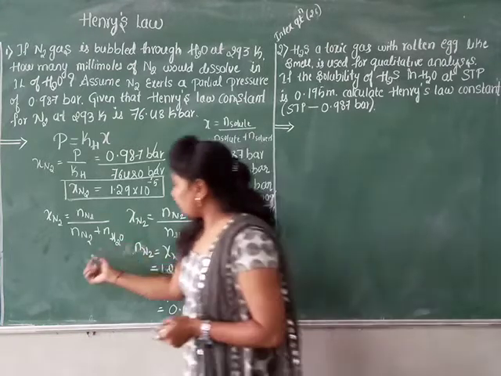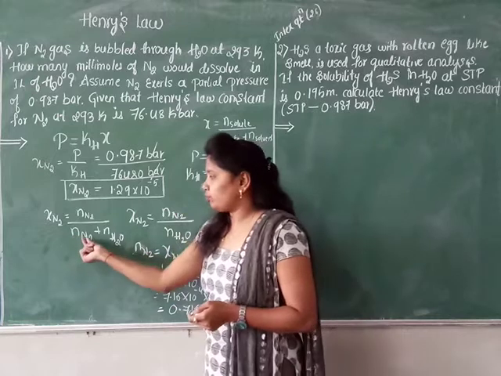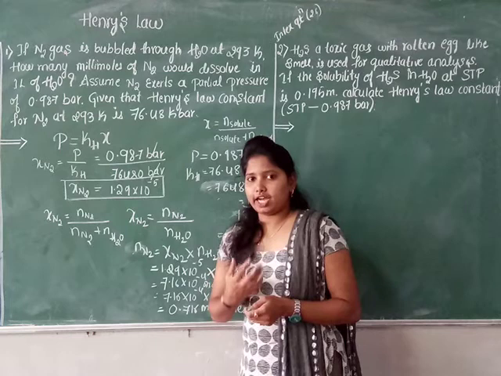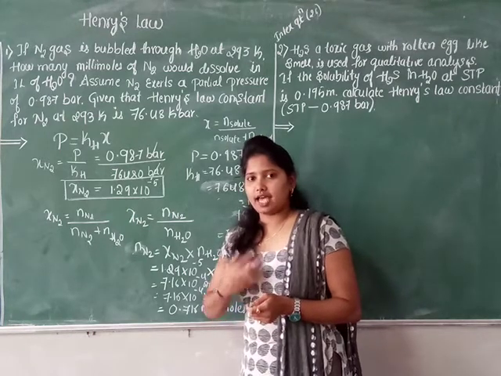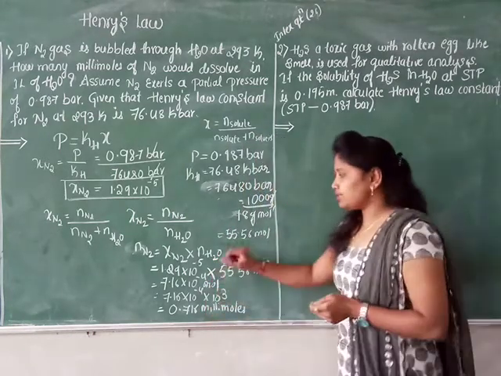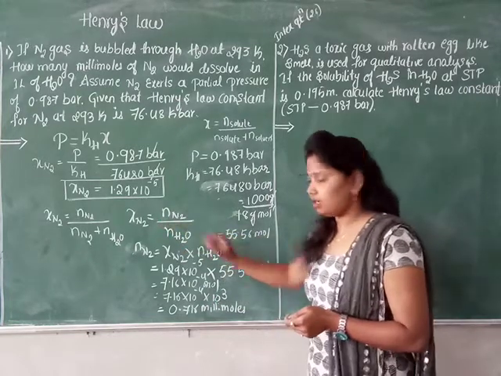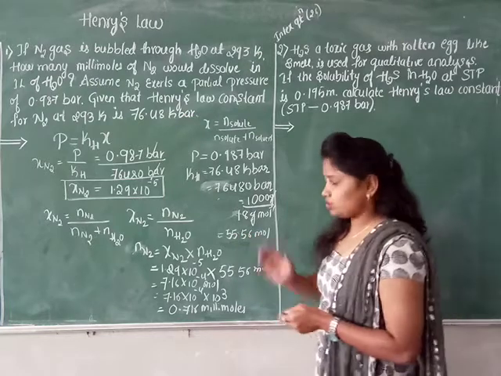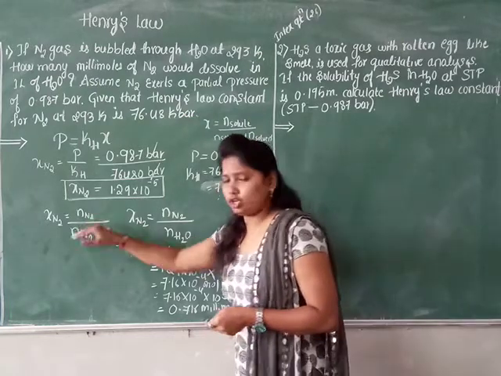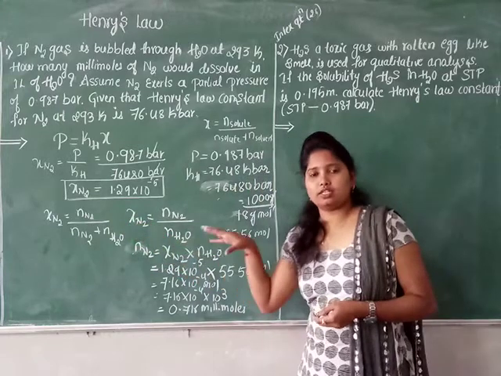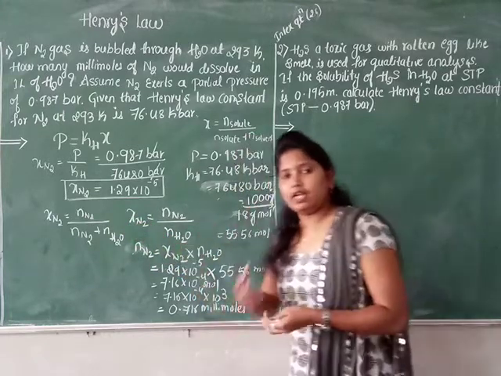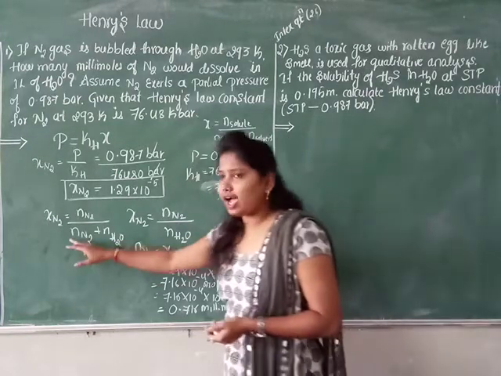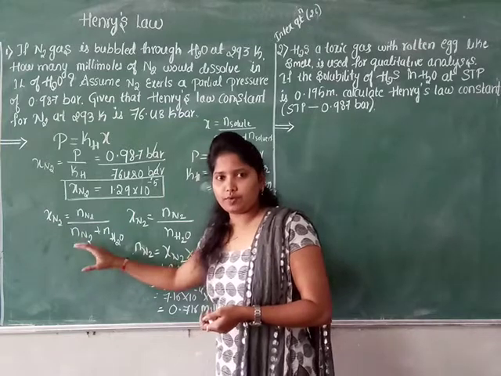And I have neglected the number of moles of nitrogen in the denominator because the solubility of nitrogen gas in the liquid is very small as compared with the number of moles of water. How much? 55.56 moles of water. That means the nitrogen gas dissolved in the water is significantly less as compared with the 55.5 moles of water. Therefore, I have neglected the number of moles of nitrogen gas from the denominator.